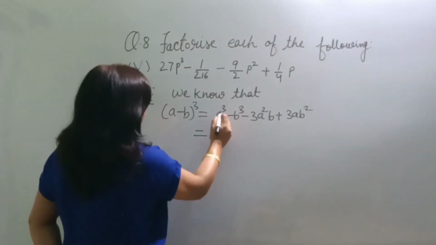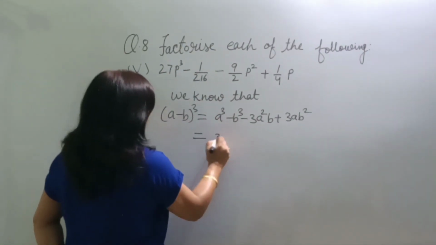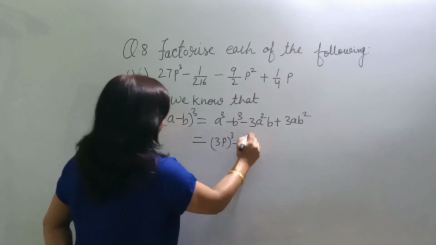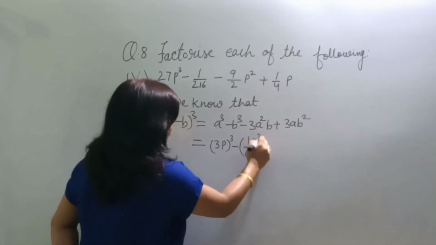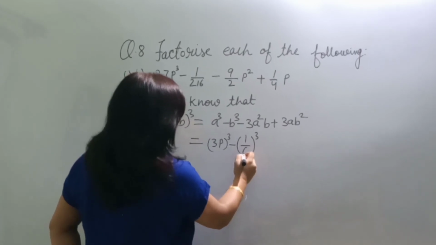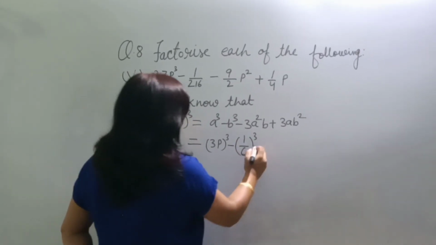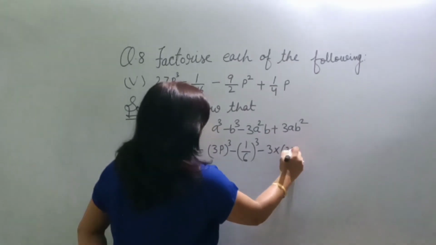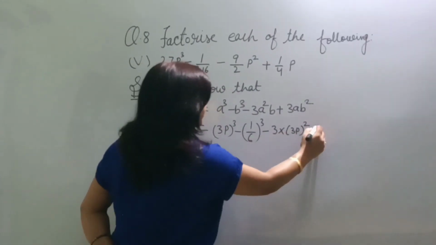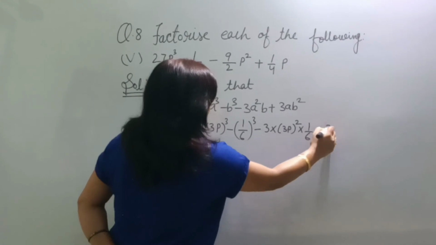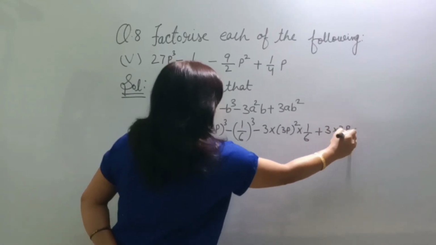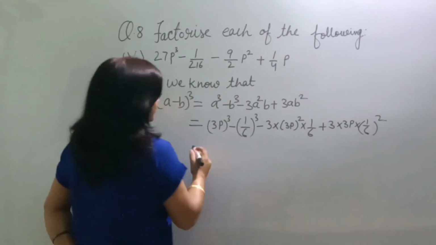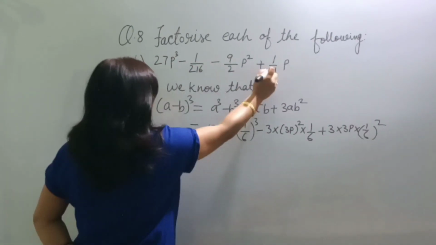So here we can write in place of a cube, (3p) whole cube, minus b cube, that means (1 upon 6) whole cube, because the cube of 6 is 216, minus 3 into a square, that means (3p) whole square into b, that means 1 upon 6, plus 3 into 3p into b square, that means (1 upon 6) whole square. When we solve it, then we will get this expression. Now we can check it.